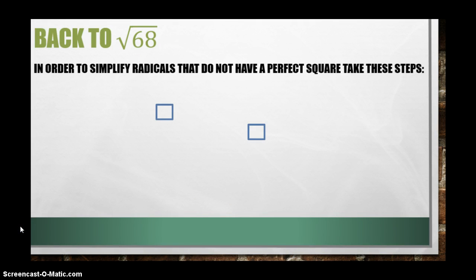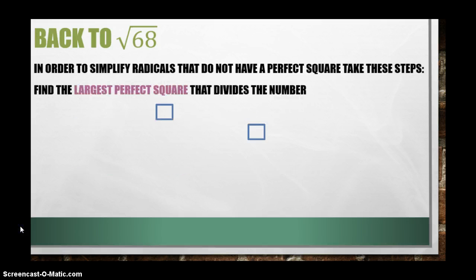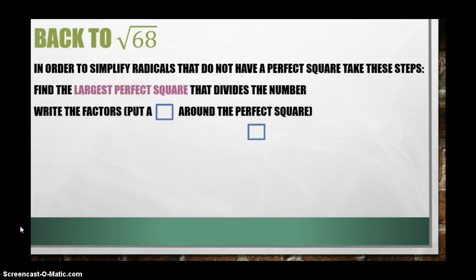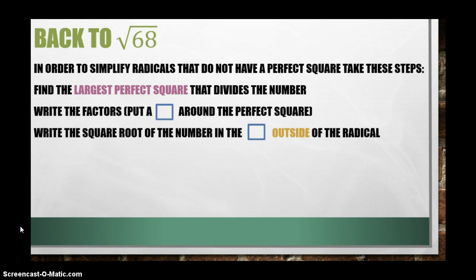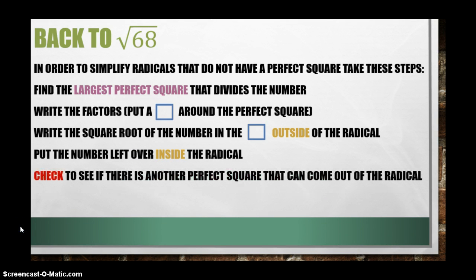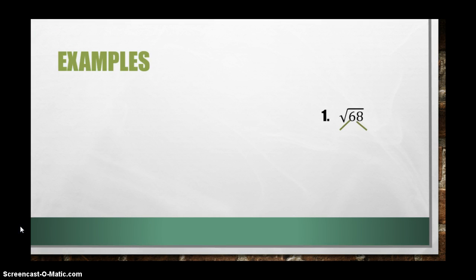Now back to the square root of 68. In order to simplify radicals that do not have perfect squares, you must take these steps. First, you find the largest perfect square that divides the number. Then, write the factors, put a square around the perfect square, write the square root of the number in the square outside of the radical, put the number left over inside of the radical, and check to see if there's another perfect square that can come out of the radical. If there is, you must repeat this process.